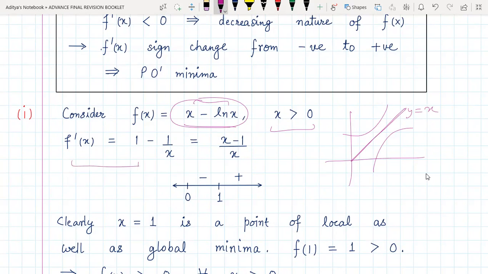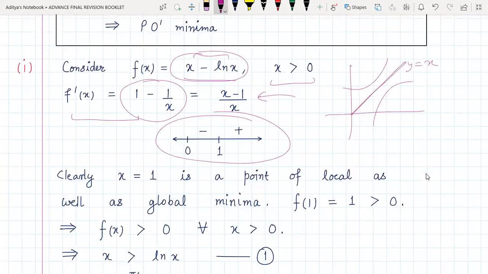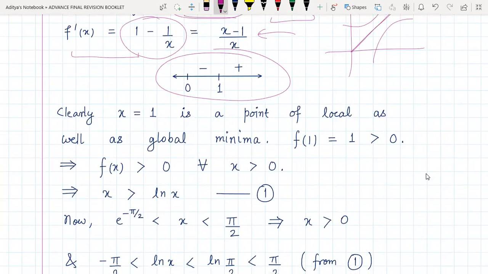So the derivative f prime x would come out to be this quantity, which can be written like this. Sign scheme we have made here. Clearly, x equal to 1 is a point of local as well as global minima. The reason is sign is changing from negative to positive. So at 1, it will have a minima, right? But then it continuously increases, and before that it was continuously decreasing. So clearly, this is the minimum value, global minimum also. No value can be lesser than this, right? Since it is increasing after this, earlier it was decreasing.